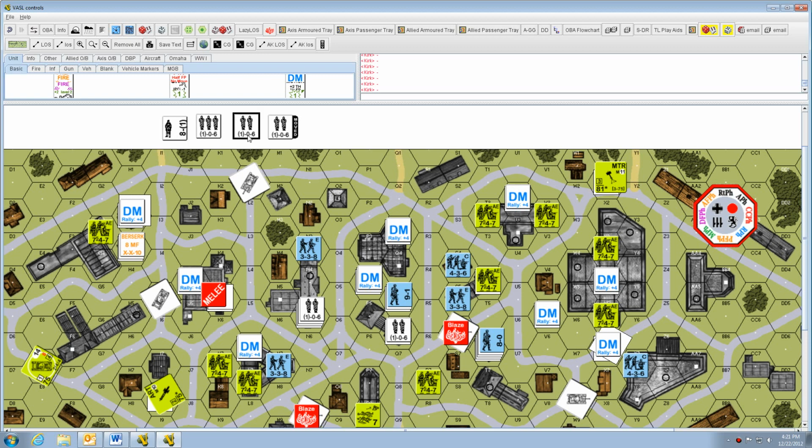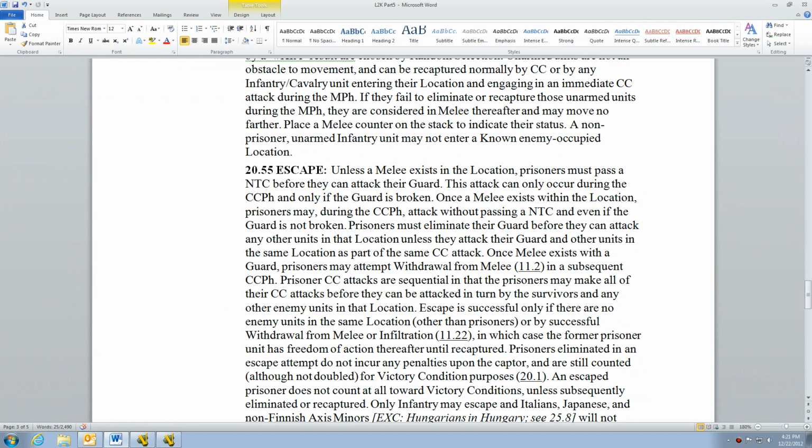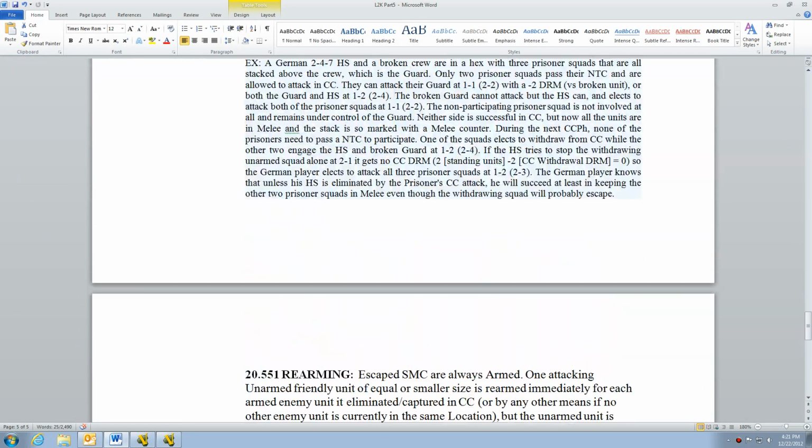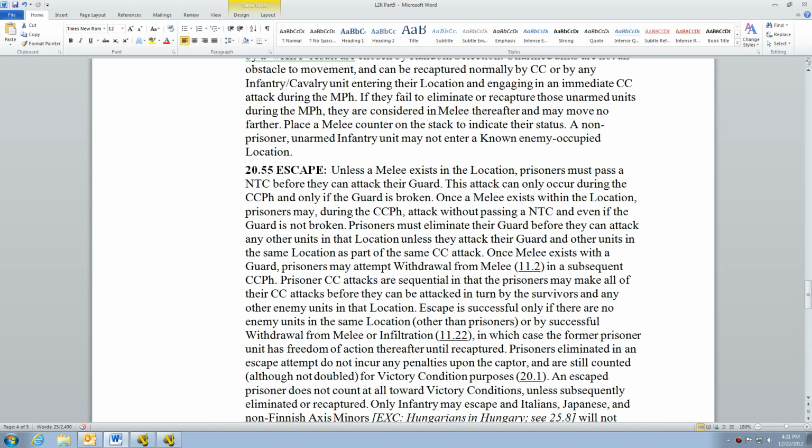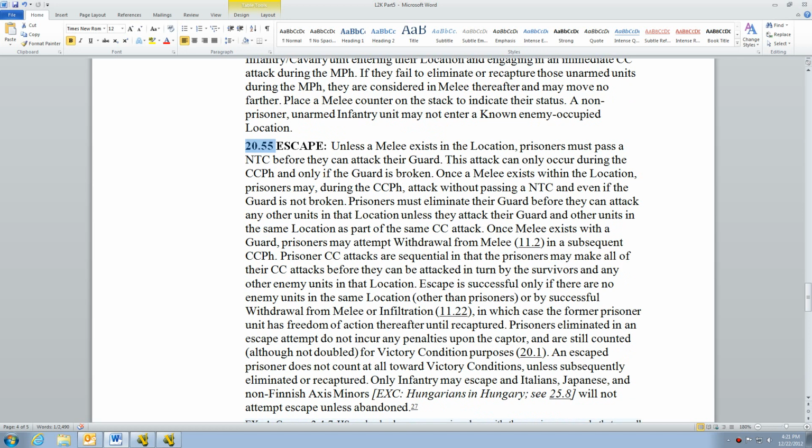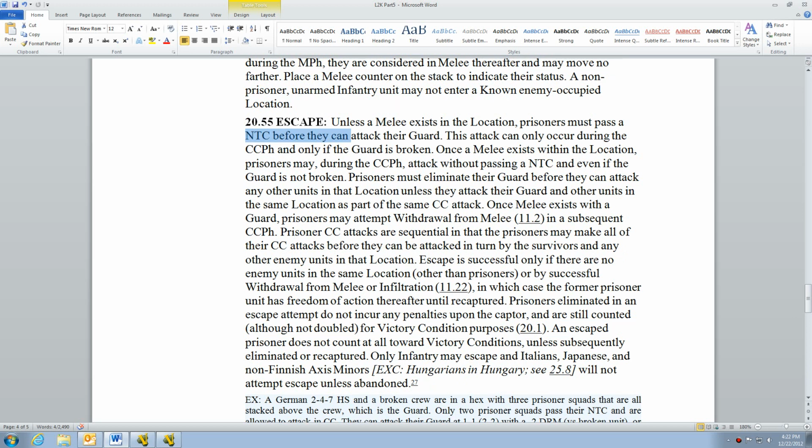As opposed to your half squads and squads, if you look at the rule on that, I think it's under section 20.55 here. Basically, this rule is about how your prisoners can attack the guards if they become broken. They have to pass a normal task check before they can actually start melee. Once they start melee, etc., etc., we'll get into that.